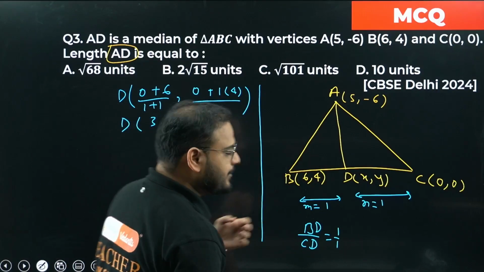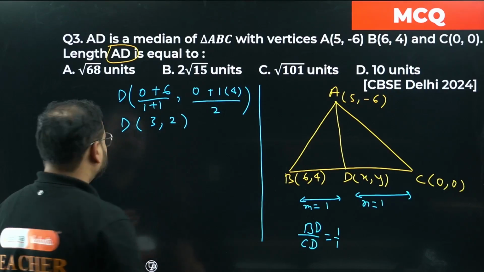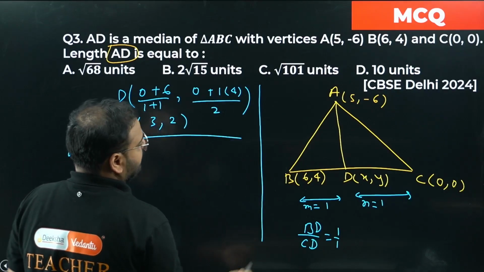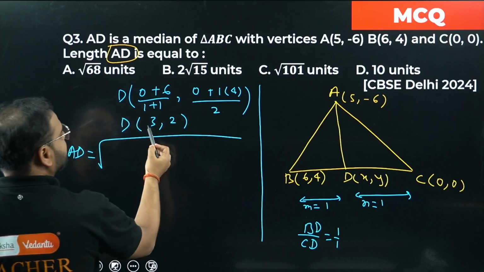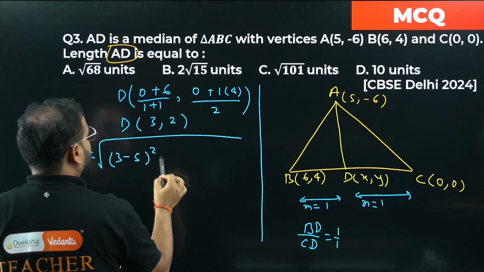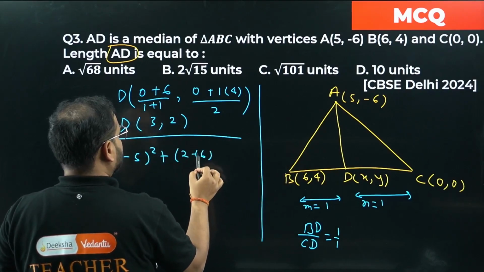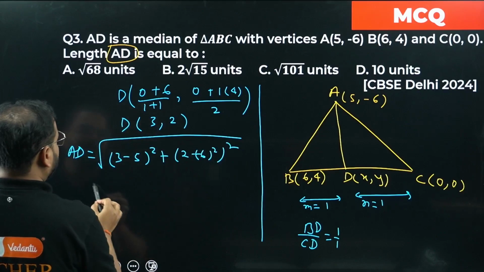I have to find the length AD. Use the distance formula. Right? AD length is the distance formula. What? X2 minus X1, sir. Please check. 3 minus of 5, the square, plus 2 minus of minus 6, the whole square. What I'm getting over here?